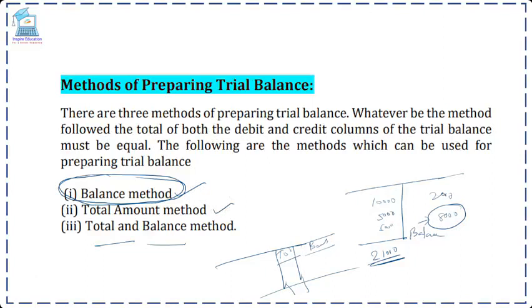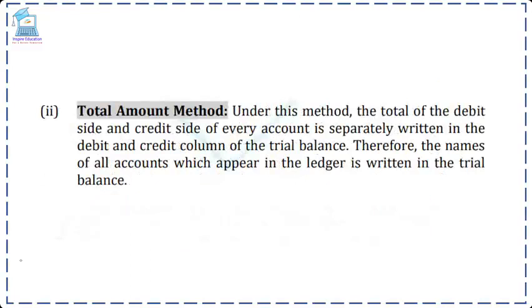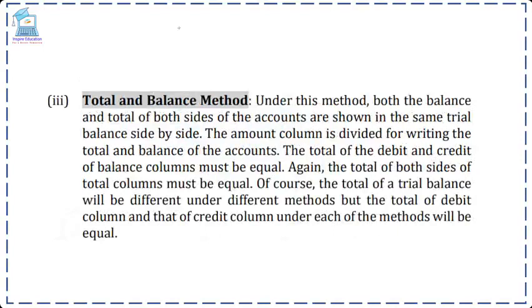Balance method. So what is the balance method? It is written here, so you can go through these things, how the balance method is prepared. What is the total amount method? Total amount means by posting all the totals of the ledgers, you can prepare the trial balance. And total and balance means this is the composite, in which two columns are prepared, like this.